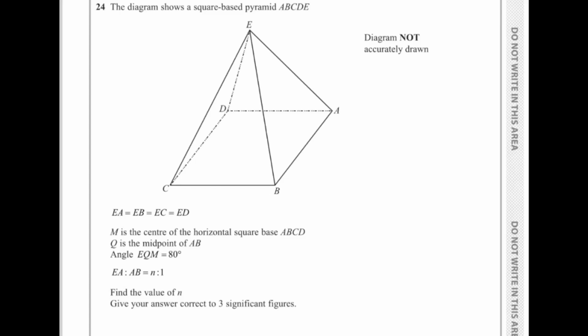Question 24. Under trigonometry, the diagram shows a square pyramid. A, B, C, D, E, and EA, EB, EC, and ED are all equal to each other. EA, EB, EC, ED, which are the slant heights, are equal to each other. M is the center of the horizontal square ABCD. So M is the center of the horizontal square. Let's get here M. Then M is the center of this horizontal square.